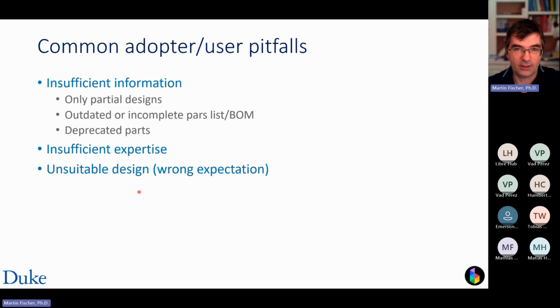So these are basically a recap. These are the pitfalls if you want to build or adopt other people's builds. You get partial design files only. Often the parts list is incomplete or outdated. Things are obsolete, so you have to replace them. Often you don't know what you need to build this.